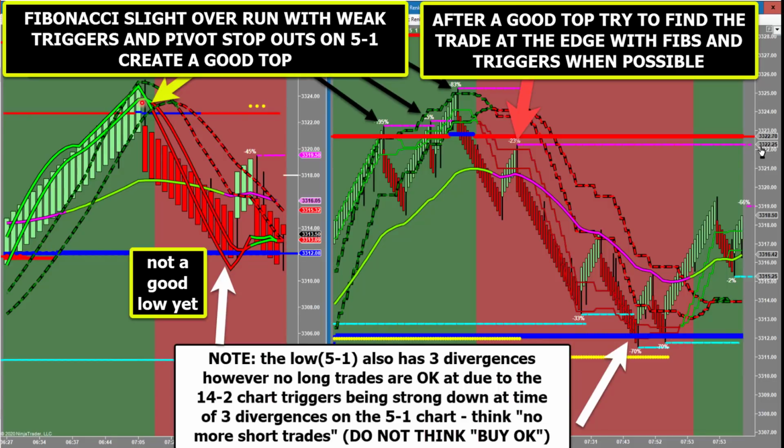Same thing at the top. This is the termination picture from the first video and second video. Weak triggers at a fib, 3 divergences. When these triggers cross, this is the moment in time to find that high volume line, to find a reason on the market flow to help you out so you can take that short trade.